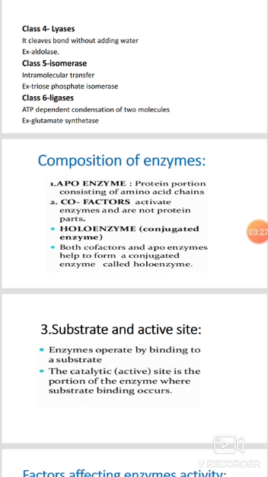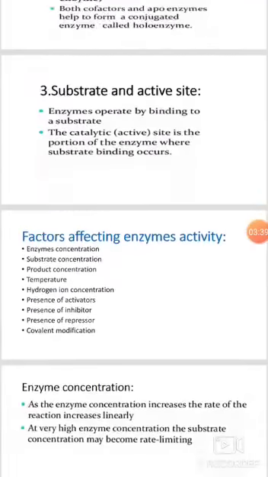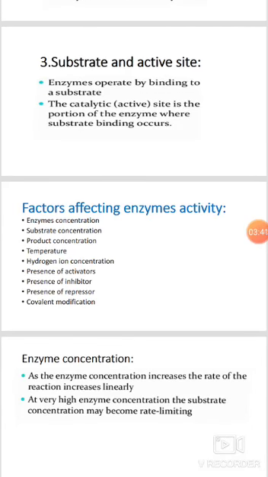Now, substrate and the active site. Enzymes operate by binding of a substrate, and they have the catalytic active site, the portion of the enzyme where substrate binding occurs. Now, factors affecting enzyme activities. There are several factors which affect enzyme action. These are enzyme concentration, substrate concentration, product concentration, temperature, hydrogen ion concentration, presence of activators, presence of inhibitors, presence of repressor, and covalent modification.